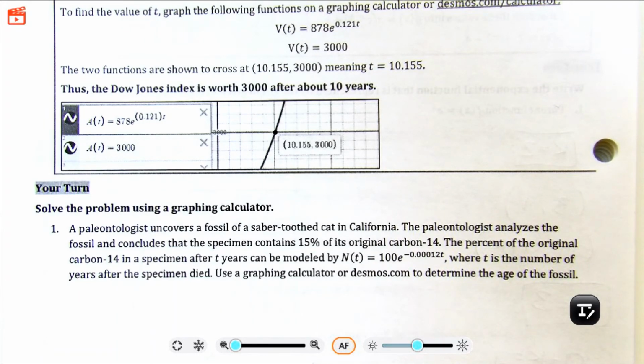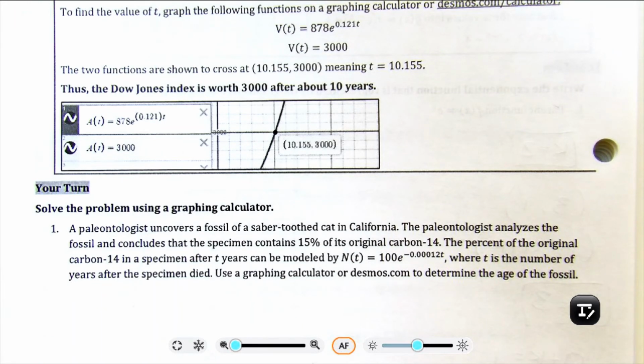The percent of the original carbon-14 in a specimen after t years can be modeled by N(t) equals 100e to the negative 0.00012t power, where t is the number of years after the specimen died. Using the graphing calculator or Desmos, determine the age of the fossil.